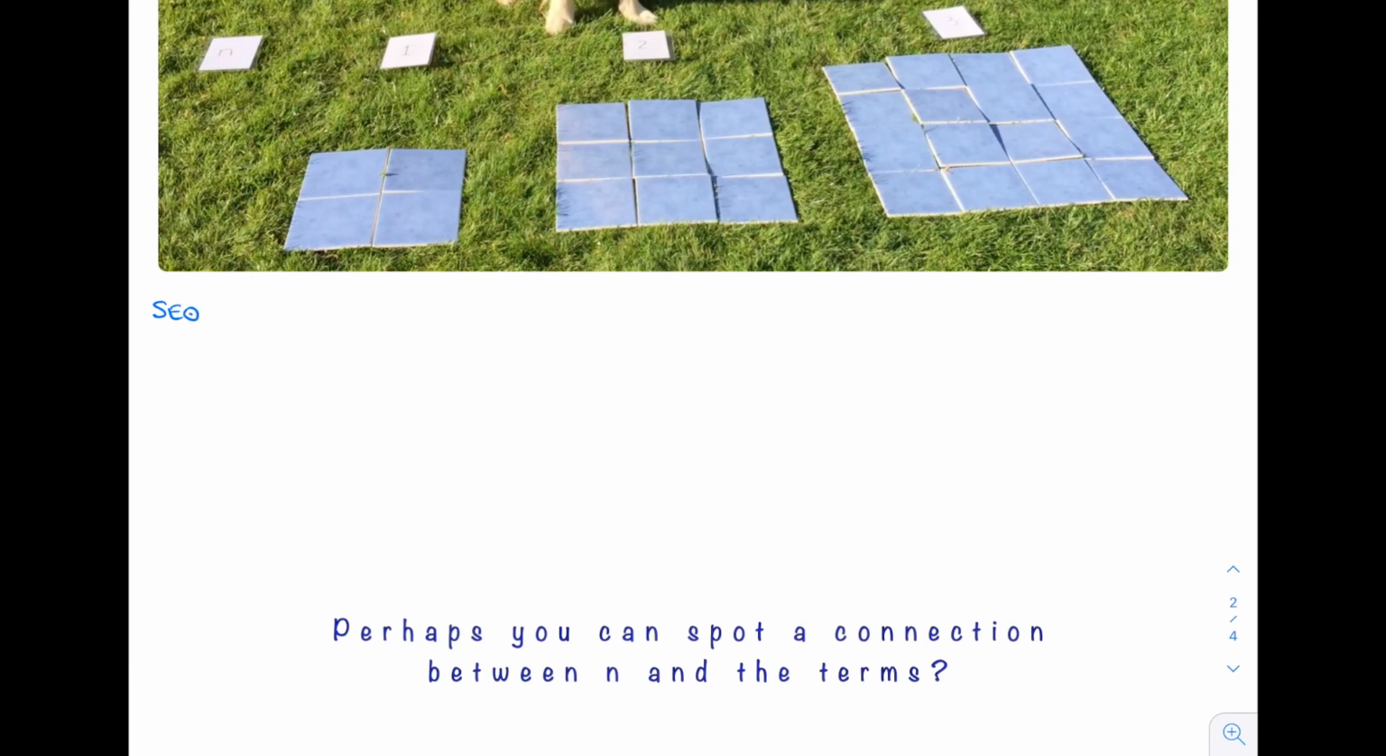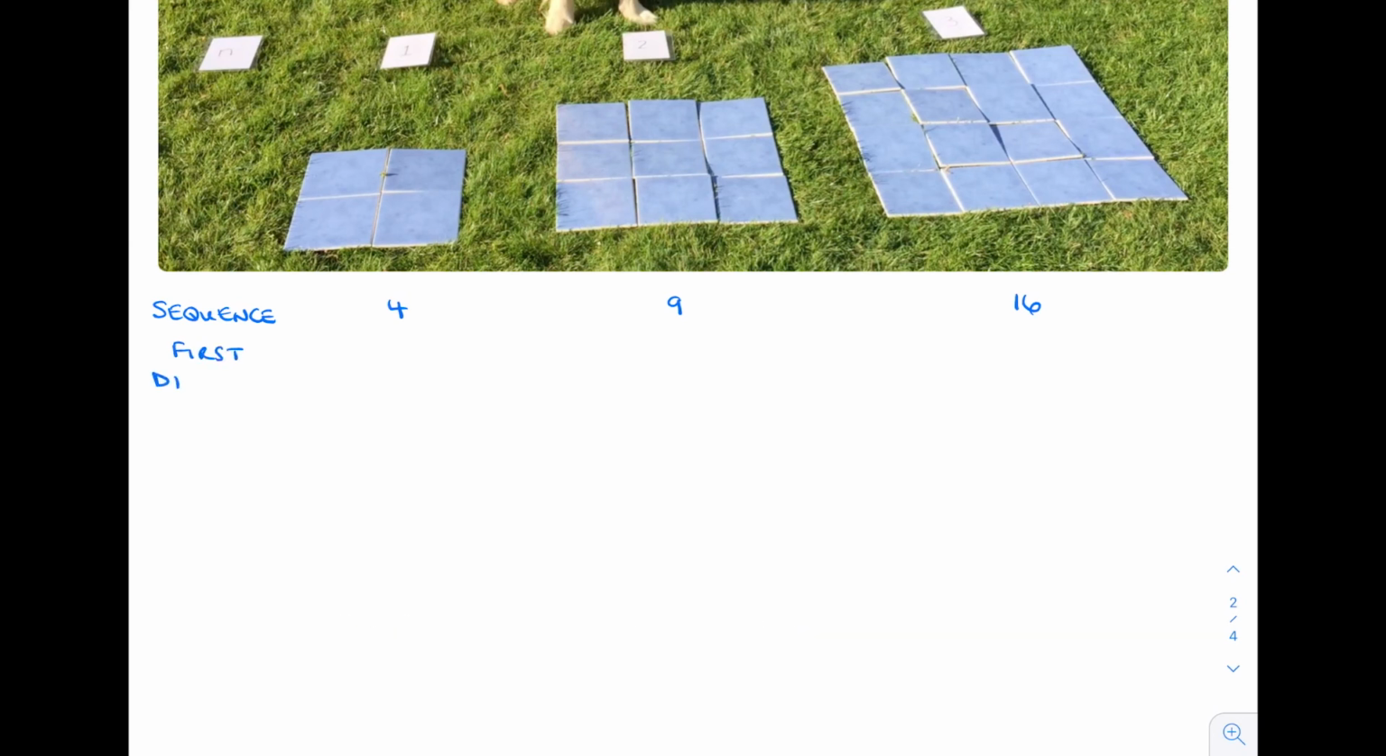Again, we're going to find the nth term. We're going to start in the same way by writing out the sequence, the number of tiles in each pattern. That's 4, 9, 16. Then look for the first difference, the same as before. So between 4 and 9, 5. Between 9 and 16 is 7. So it's not the same, so it's not linear. So you need to look at the second difference.